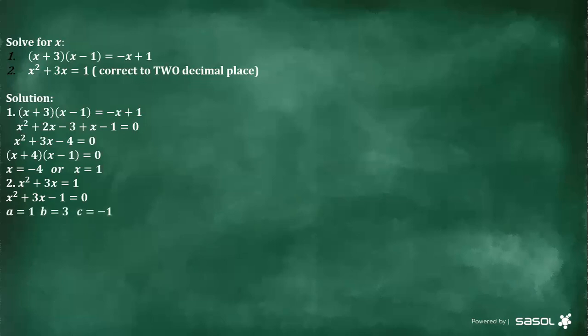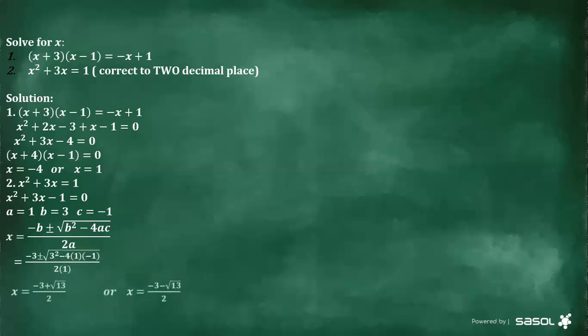It's a mark because we'll be putting it in standard form. Thereafter, you write the values of A, B, and C. You can see A is 1, B is 3, and C is -1. And thereafter, you write the quadratic formula for us to solve for x. From there, the next step, you substitute the values. So it's going to be x equals -3 plus the square root of 13 over 2, or x equals -3 minus the square root of 13 over 2. Then you write the answer.